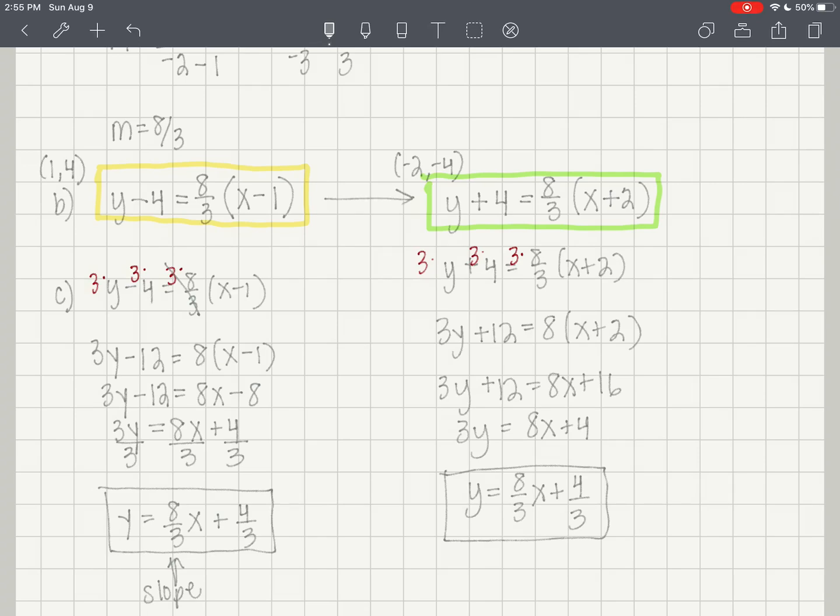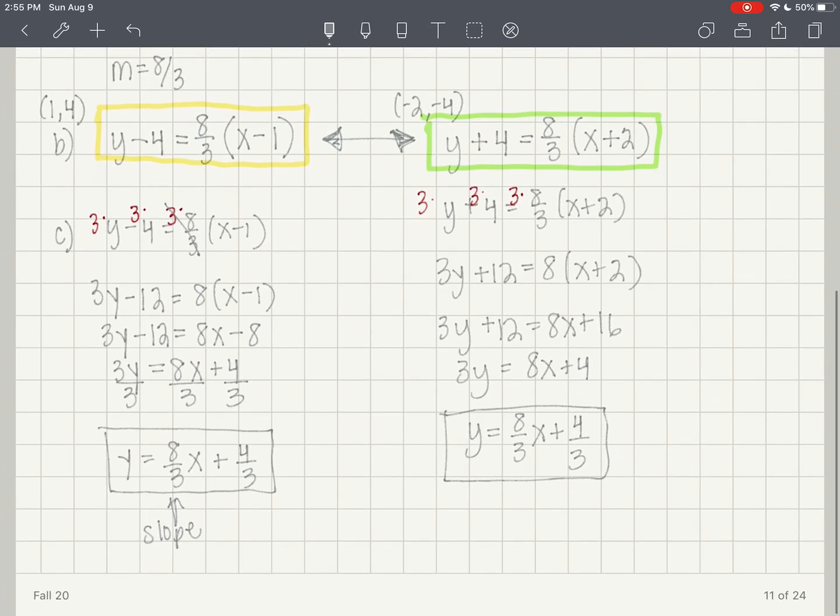So our equations will be different for the same function when we're talking about point slope form, but when we put our equation into slope intercept form, we will always get the same.